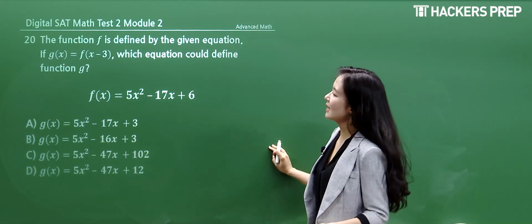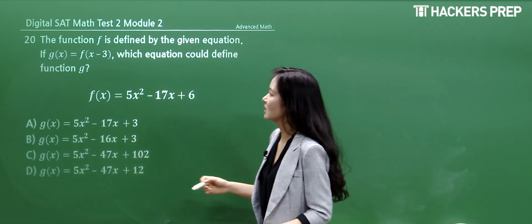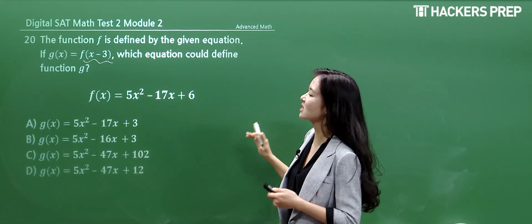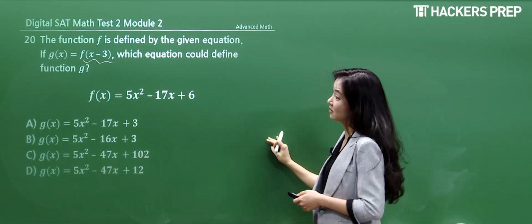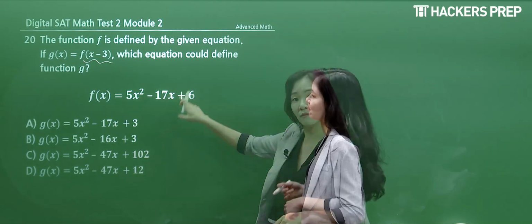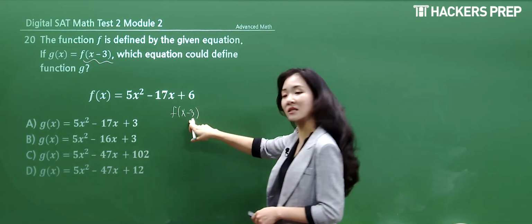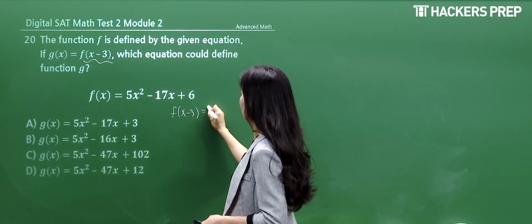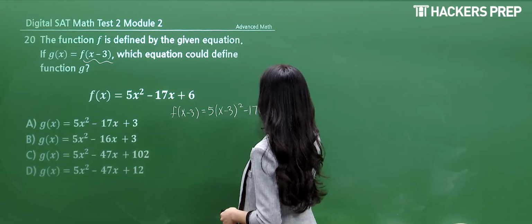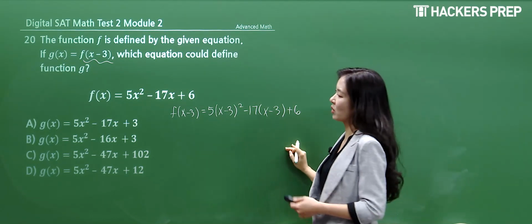Question 20. It says the function f is defined by the given equation, and this new function g of x is going to be a shift within f of x, which is given as f of x minus 3. Which equation could define function g? So all we have to do is substitute anytime that we see x for x minus 3. So let's take a look. So instead of x, we would use x minus 3. And every time that we saw this variable x, x minus 3 would go in.